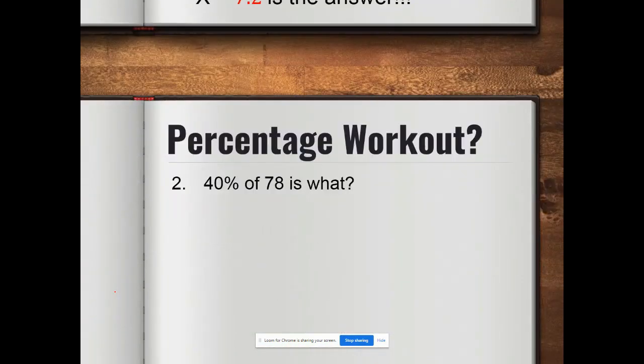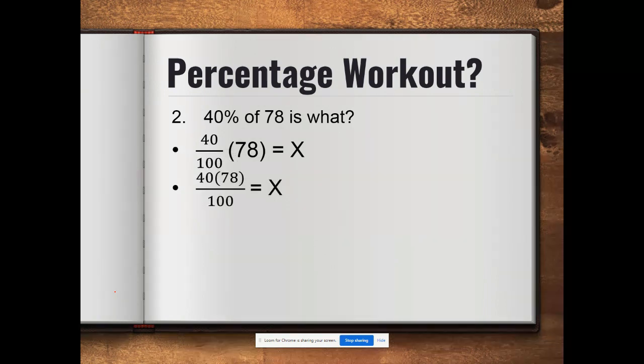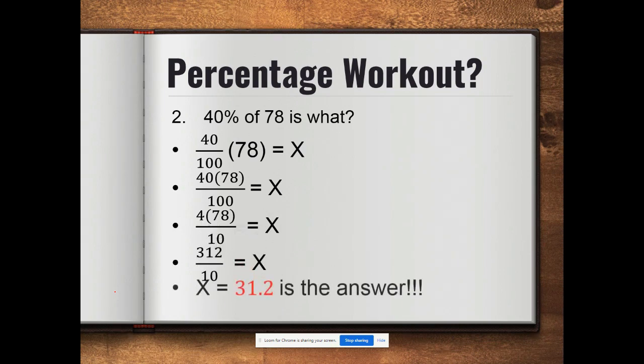Next, question number 2. 40% of 78 is what? So 40% is changed to a fraction, times 78 is equal to x. Multiply your numerator and your whole number, and then simplify and simplify again. So the final answer would be 31.2.